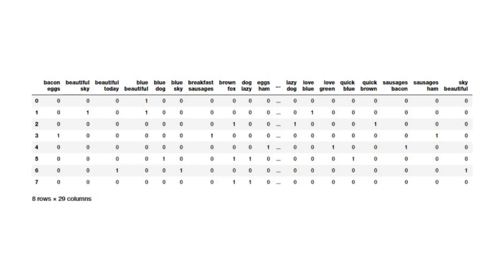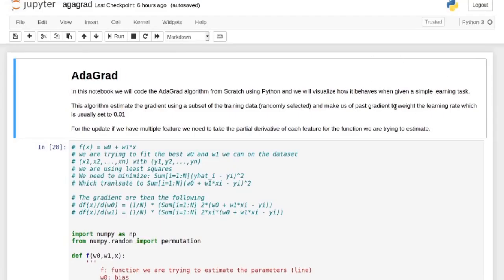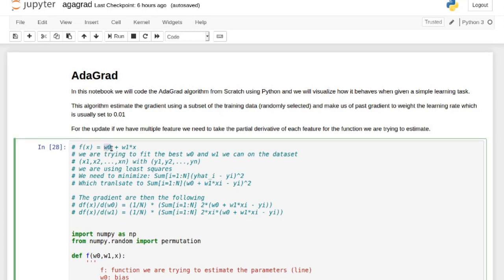So let's now look at an implementation of the algorithm in Python. Okay, so we're in the notebook. The notebook is on GitHub, linked in the description. We're just going to do a super simple setup where we have a small feature space. Here we have this linear function that we're trying to learn, so we have the bias and the slope. Adagrad is not really made for this, but it was just to test it out.